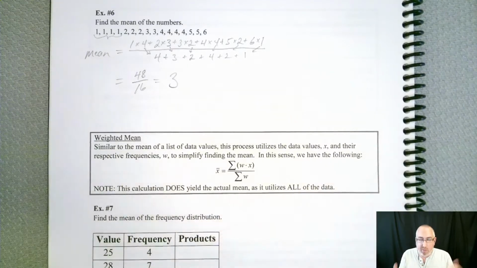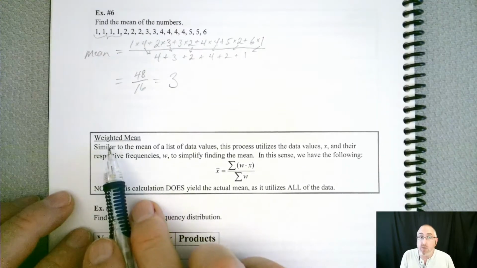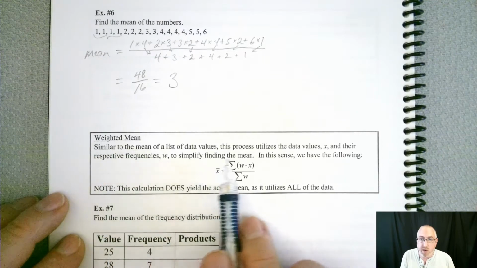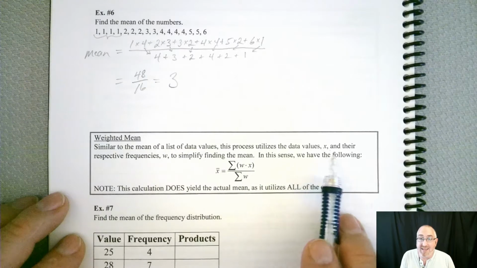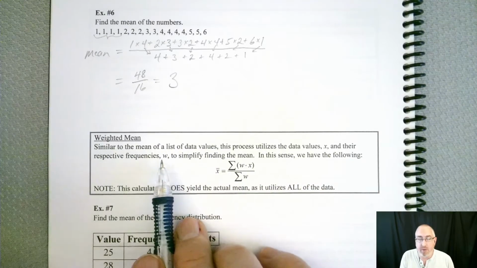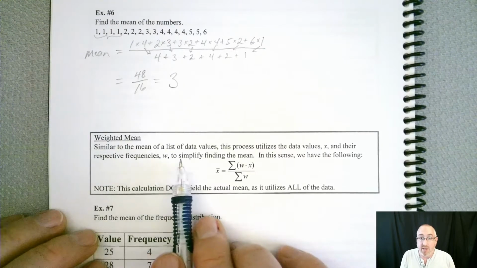We don't want to write it all wonky like that. Let's take a look at the formula. So this is called the weighted mean. Similar to the mean of a list of data values, this process utilizes the data values x and their respective frequencies w. Why they use w, I don't know. But we're going to be seeing a slight variation where instead of w, they're going to use f for frequency. So we'll see that in a second.